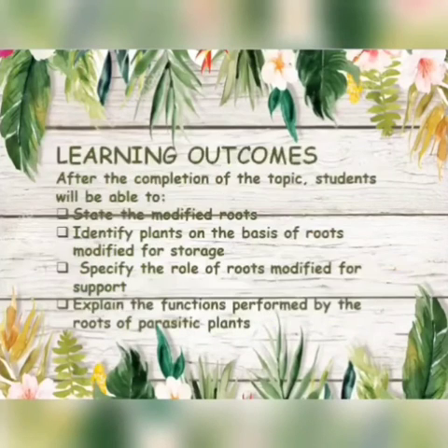These are the learning outcomes which you have achieved after the completion of this video. Now you are able to state the modified roots which perform some special functions. You will be able to identify plants like carrot, turnip, sweet potato, radish. All such plants have special roots in which they store food. Next, specify the role of roots modified for support, like in the case of banyan. They have additional pillar-like roots which provide support to the banyan tree. Last, you will be able to explain the functions of the parasitic plant and their roots, that are also called sucking roots.